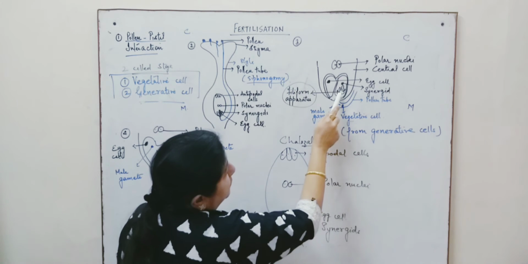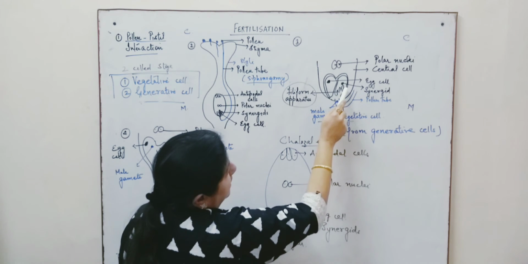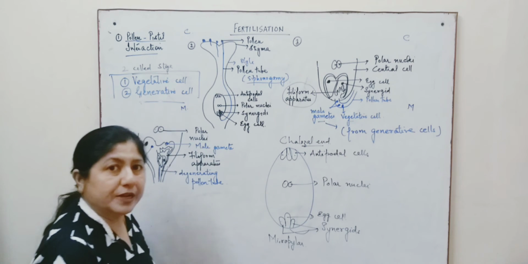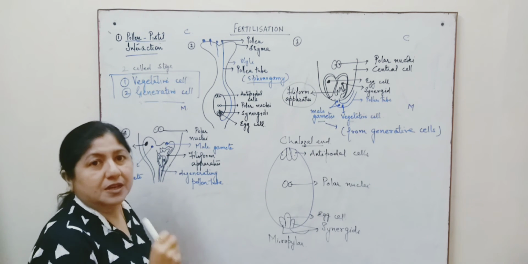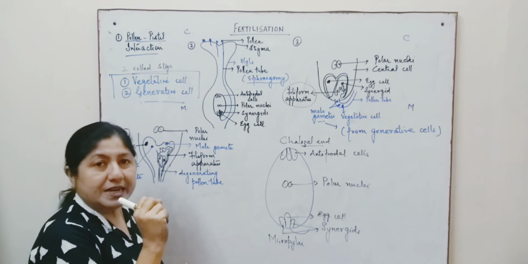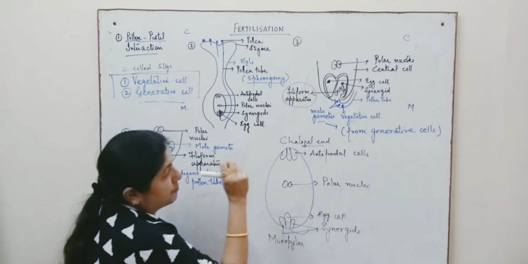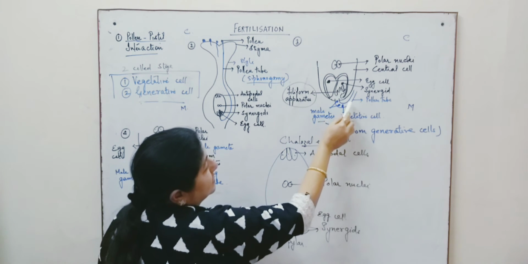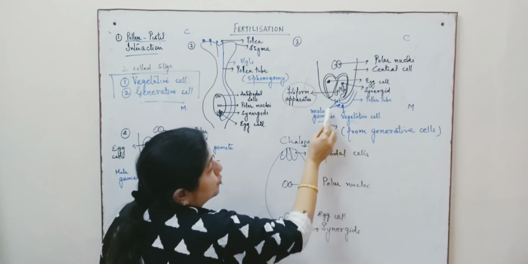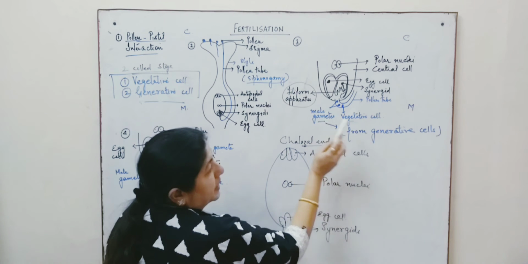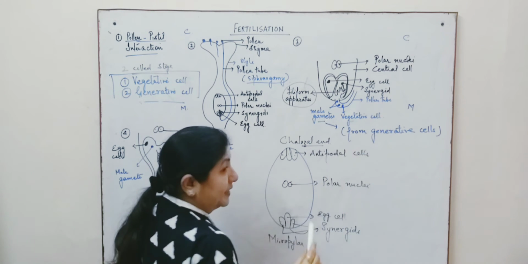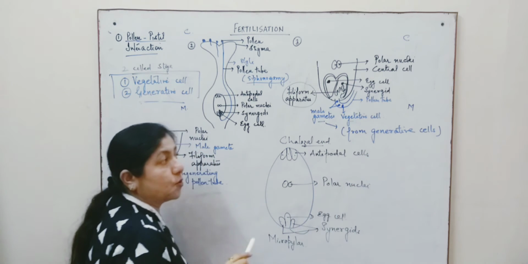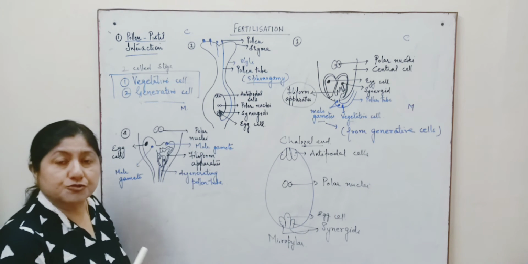Now here, the filiform apparatus, which has finger-like projections within the synergid. The pollen tube will enter one of the synergids, causing it to release the filiform apparatus. It breaks open, and this filiform apparatus then guides the pollen tube carrying two male gametes, which have been obtained from the generative cell due to the division. We know the vegetative cell's role is only to give nutrition.